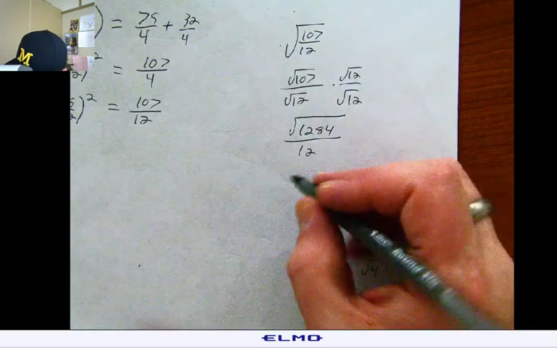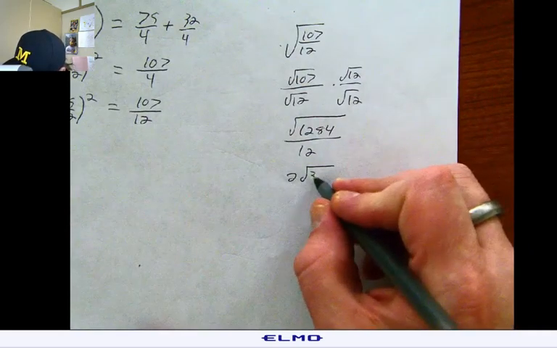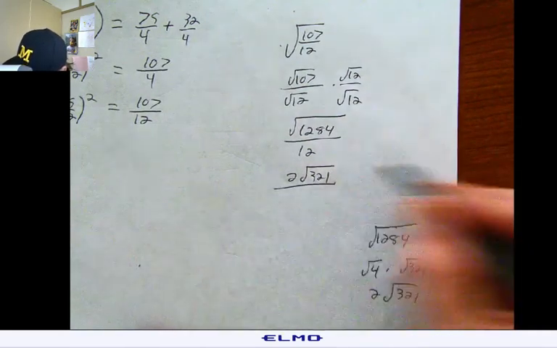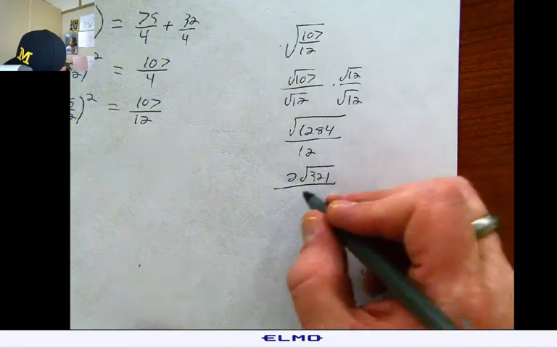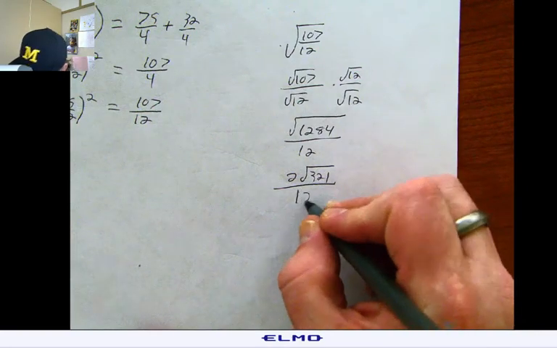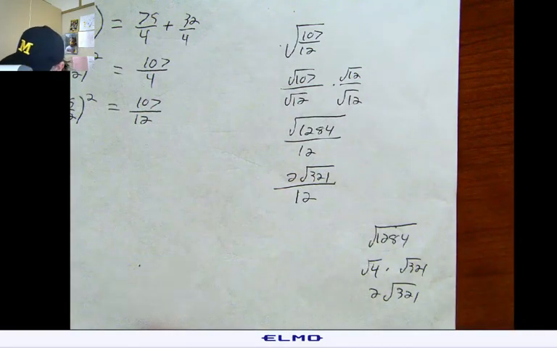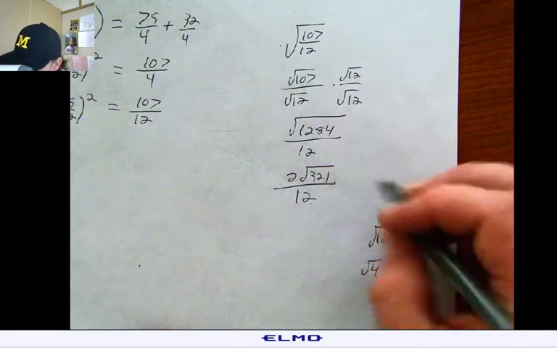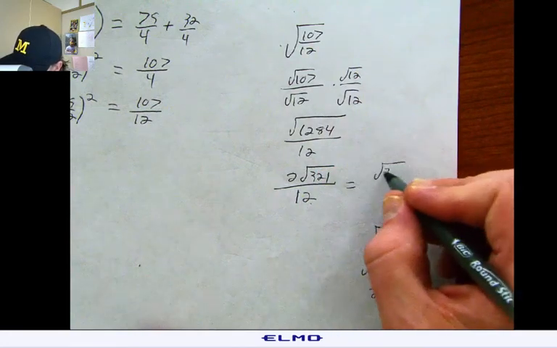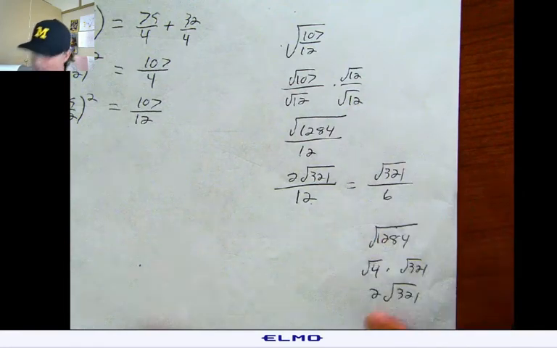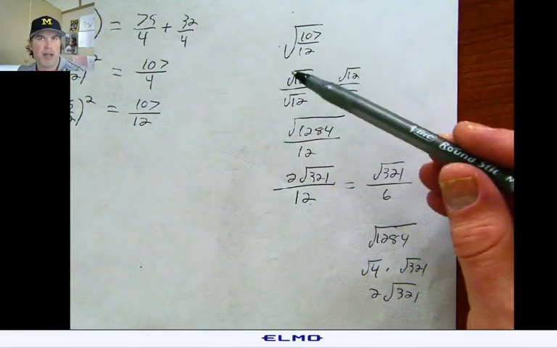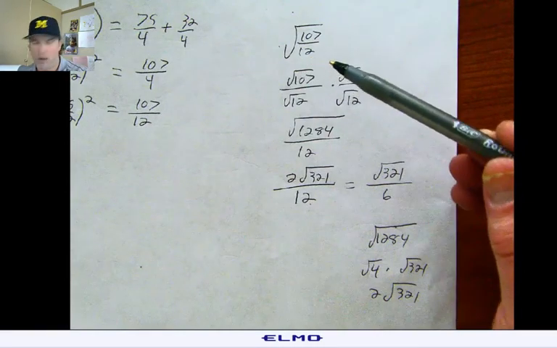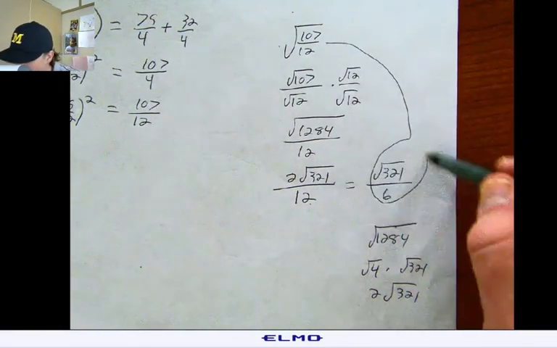So back up to here. 2 root 321 over, where am I at? Over 12. 2 over 12 becomes 1 over 6. So this is square root 321 over 6. Whew! So once again, that was how to simplify square root 107 over 12. This simplified all the way down to here.